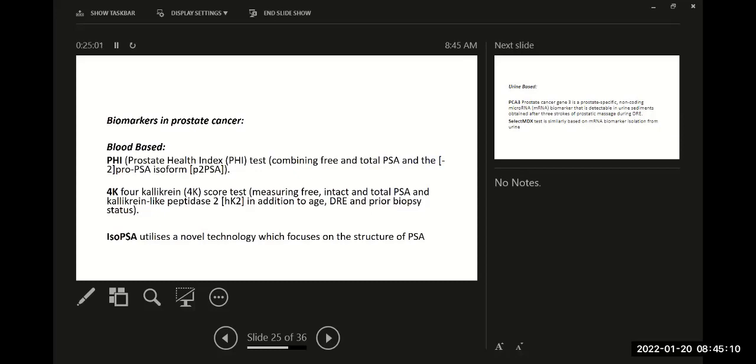Biomarkers in prostate cancer, which are blood-based: the prostate health index test, combining free and total PSA and the two pro-PSA isoforms. The 4Kscore test, measuring free, intact, and total PSA and kallikrein-like peptidase 2, in addition to age, DRE, and prior biopsy status. ISO-PSA utilizes a novel technology which focuses on the structure of PSA.